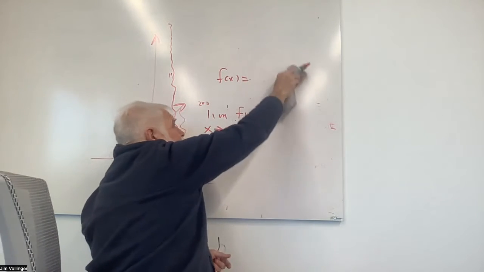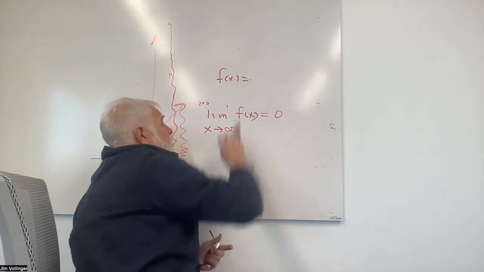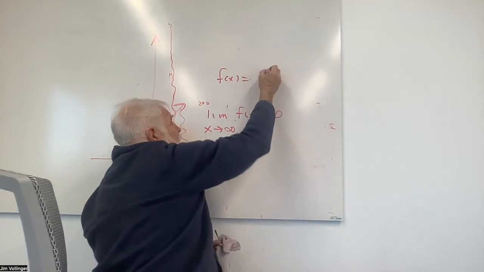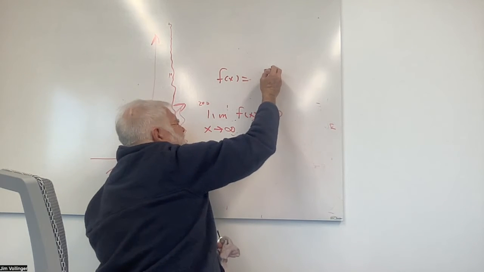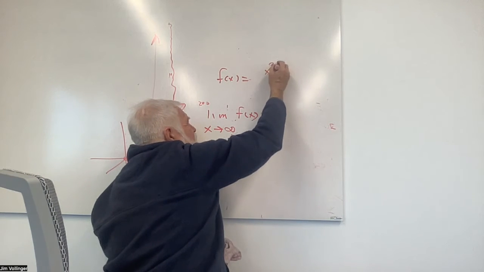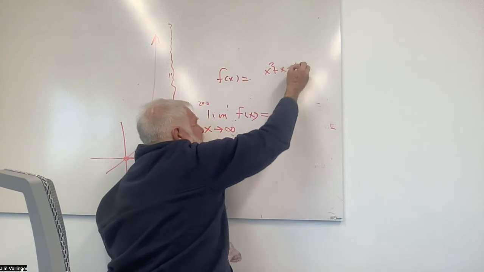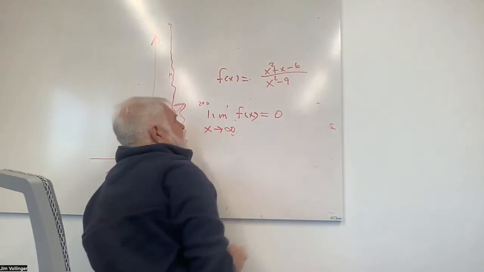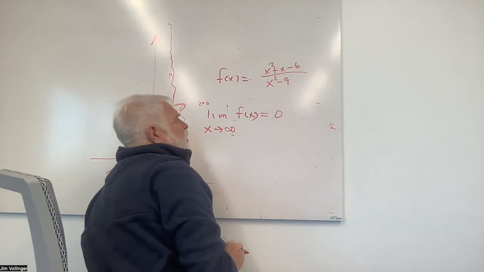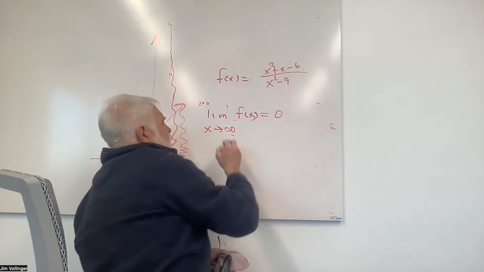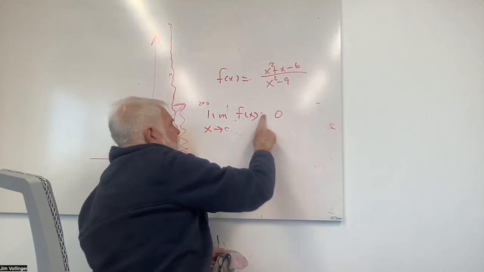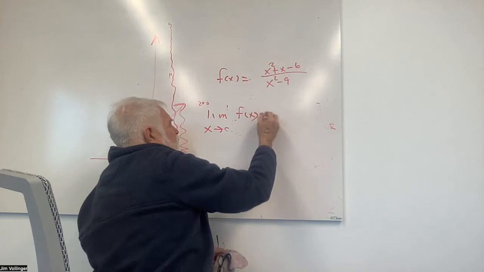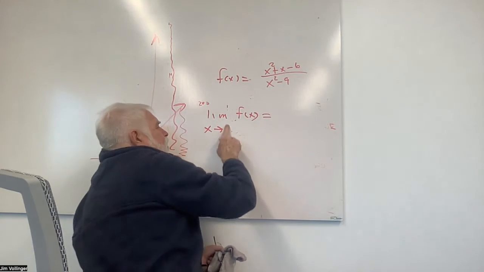So let's look at a more difficult one. Let's look at x squared plus x minus 6 over x squared minus 9. And what happens as we move towards, let's call it f of x, let's see, if we go towards -3.